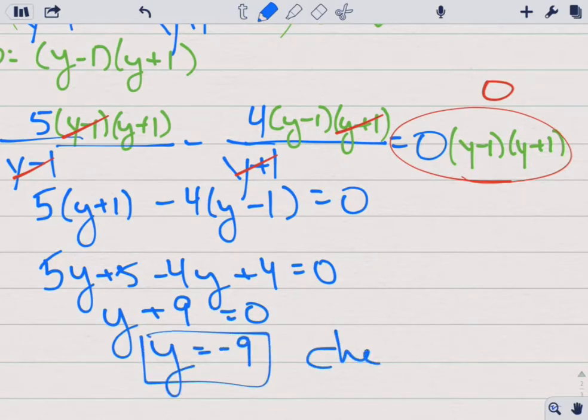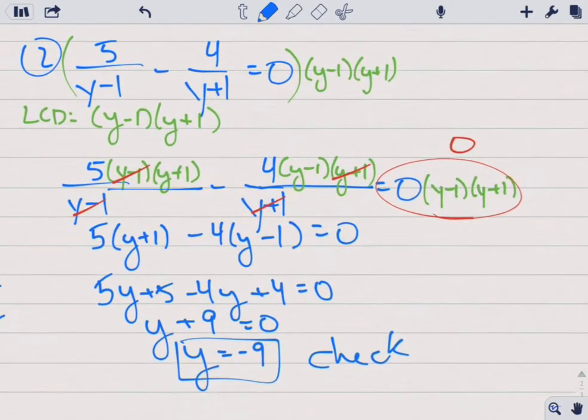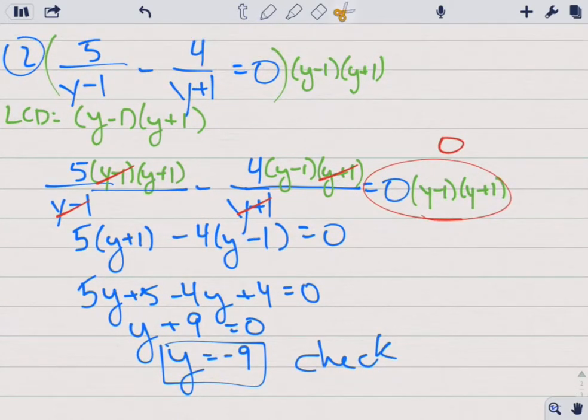Again, I check. Look back at my original. If I plug in negative 9 here, do I get 0? No, I get negative 10. If I plug in negative 9 there, do I get 0? No, I get negative 8. So we're good on those. Okay, we'll pick a few more examples up in part 2.